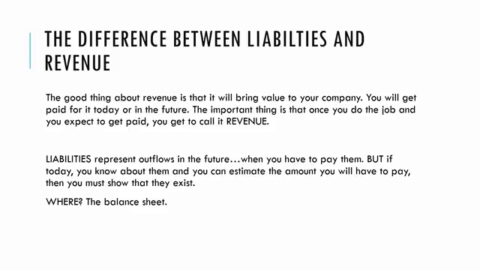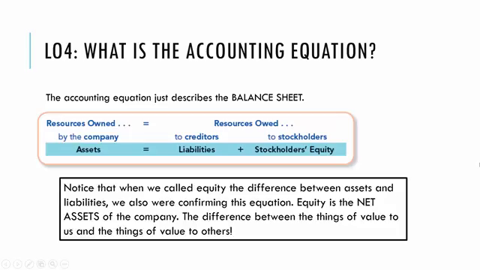Whereas liabilities are not something good. Liabilities are an outflow, something you'll have to pay in the future. This liability shows up where? On the balance sheet. Whereas revenue shows up where? Right, income statement.